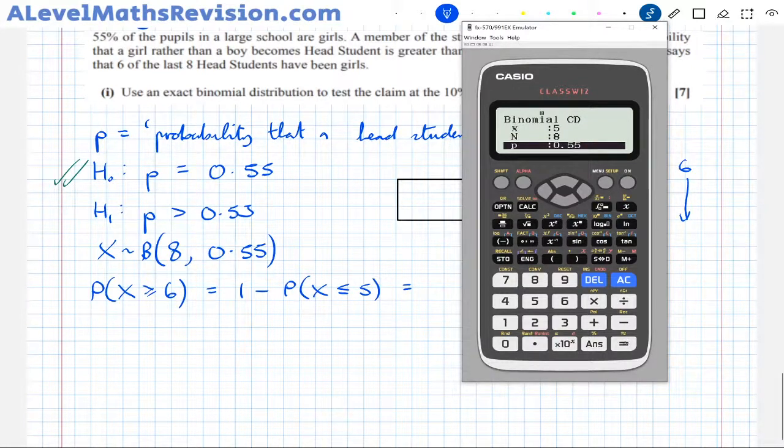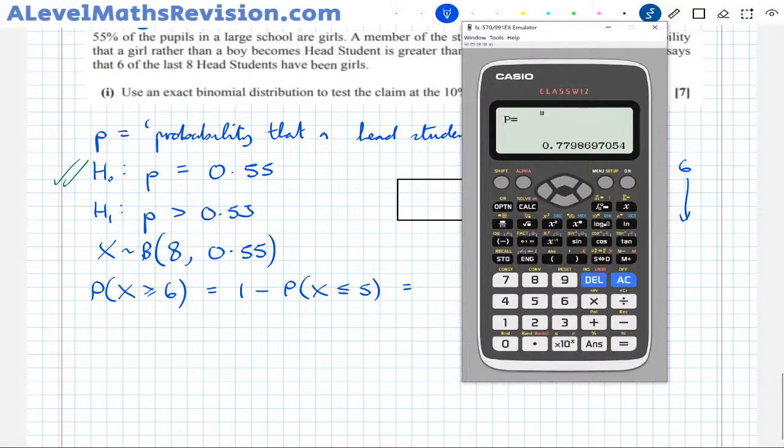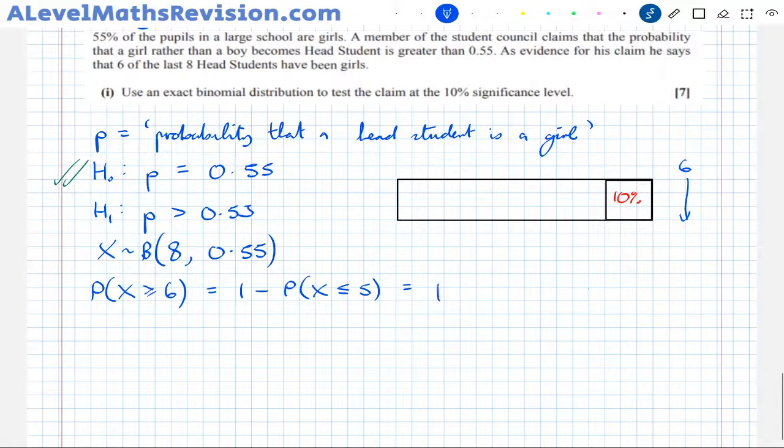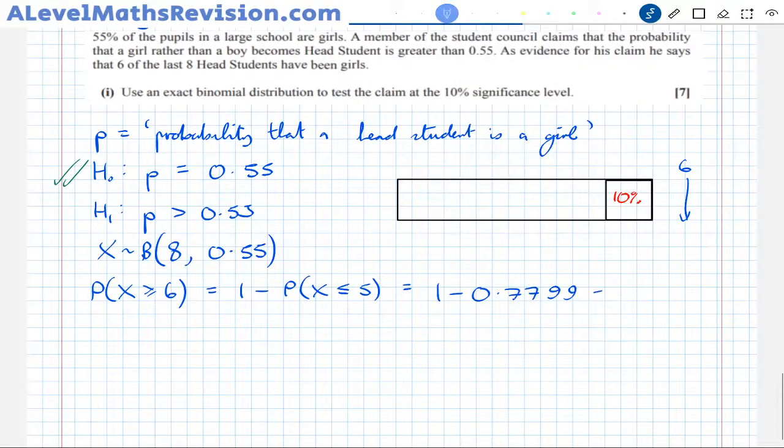So let's check it. 1 minus 0.7799. Just double check that. Yeah, 1 minus 0.7799. Which, if we go into ordinary calculator mode, 1 minus answer equals 0.2201.